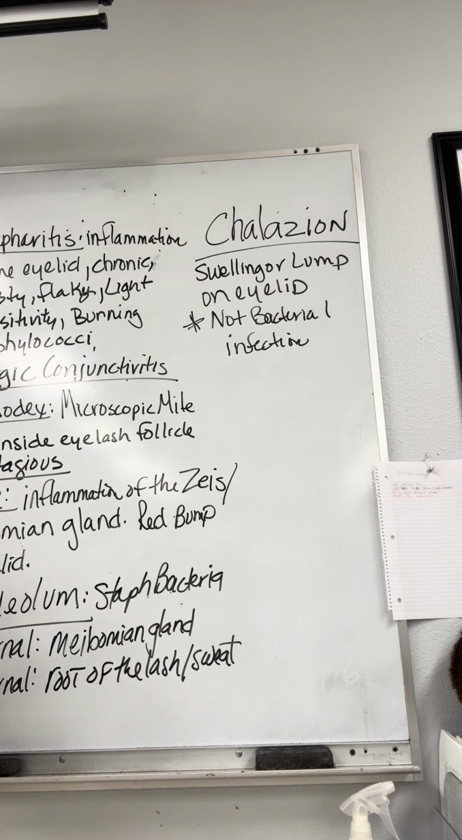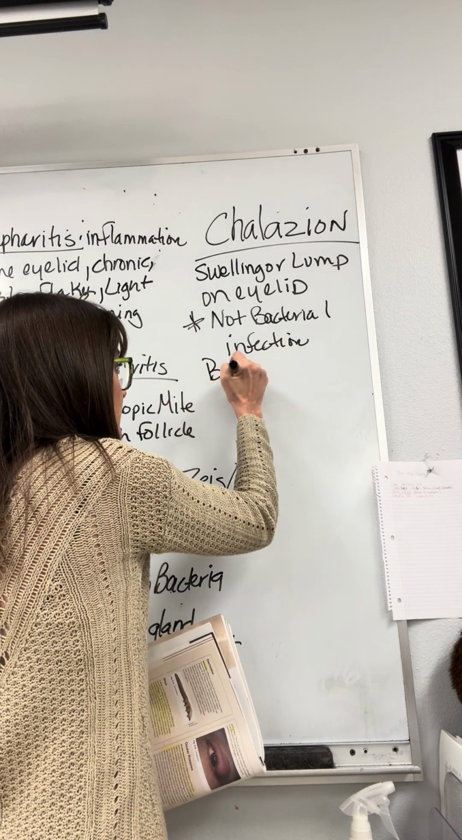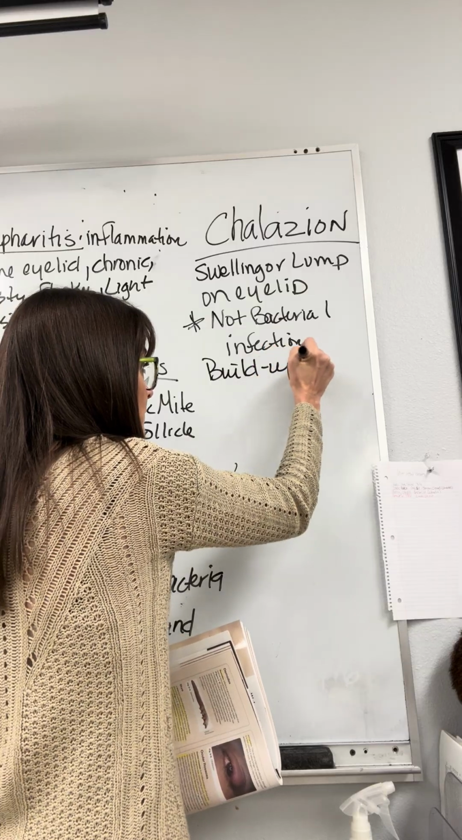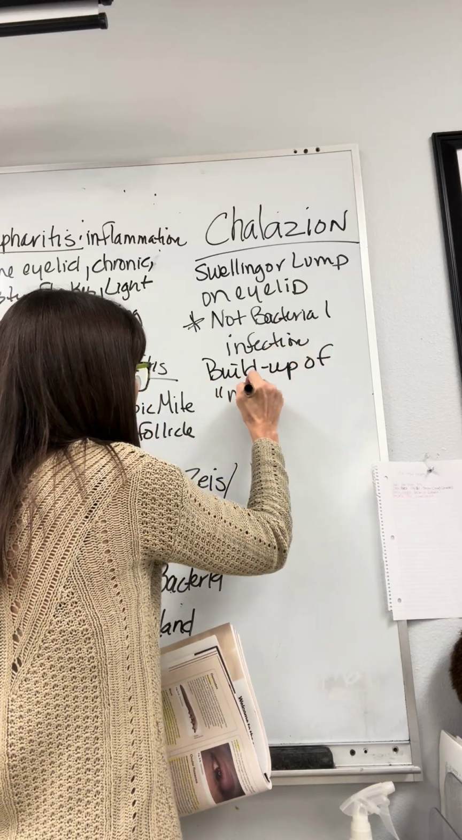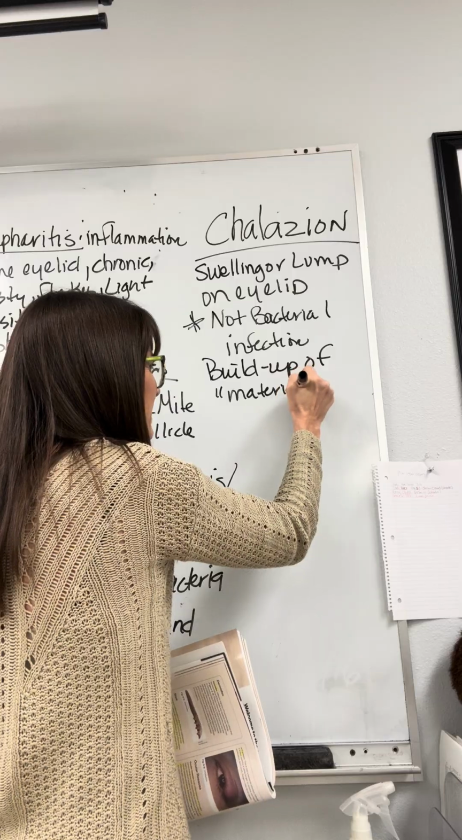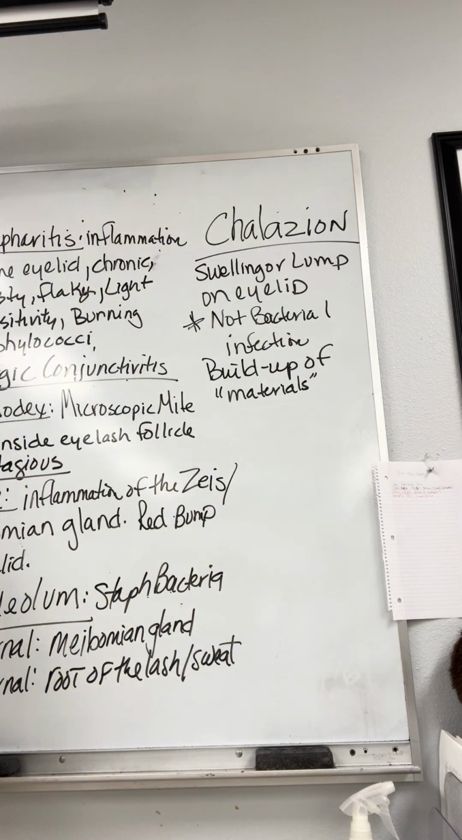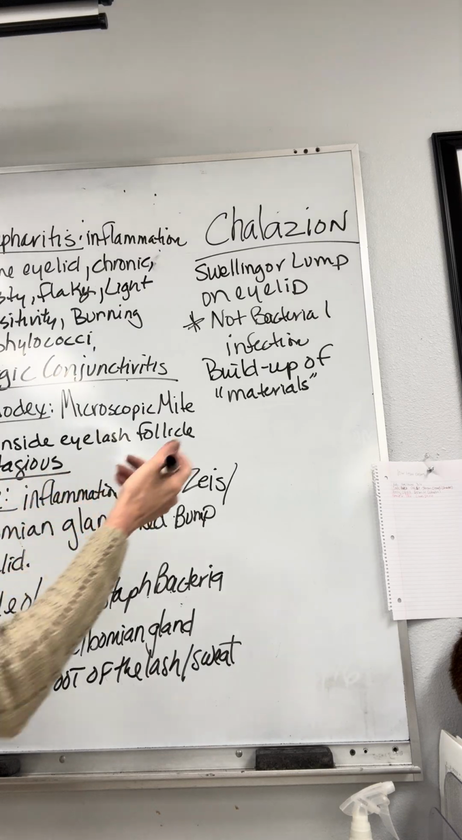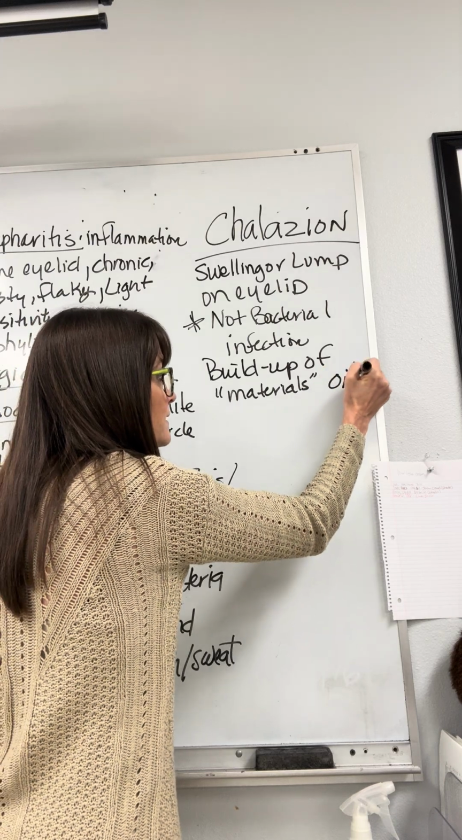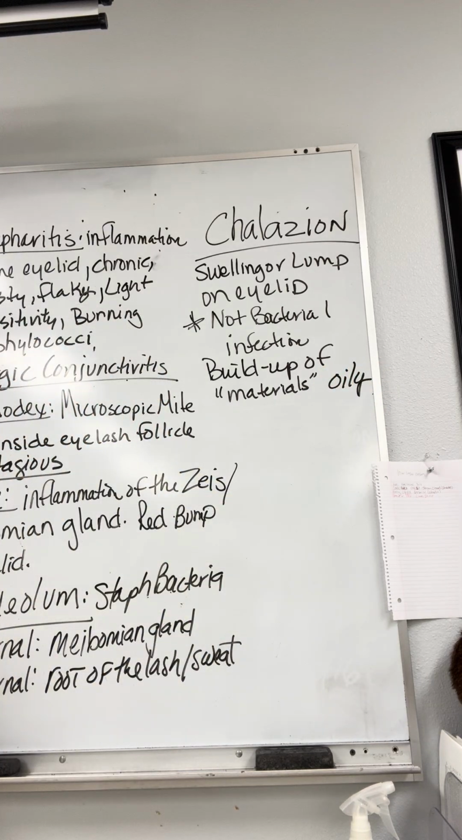So this is a buildup of materials. And when it says materials, we all know what that means, right? Dead skin, probably. Built up oil that gets blocked in there. And this is in your meibomian gland. And it becomes an oily material. Well, yeah, because it can't get out, right? So it becomes an oily material and you may need surgery, okay? So it's a buildup of oily materials, okay? And you may need surgery.